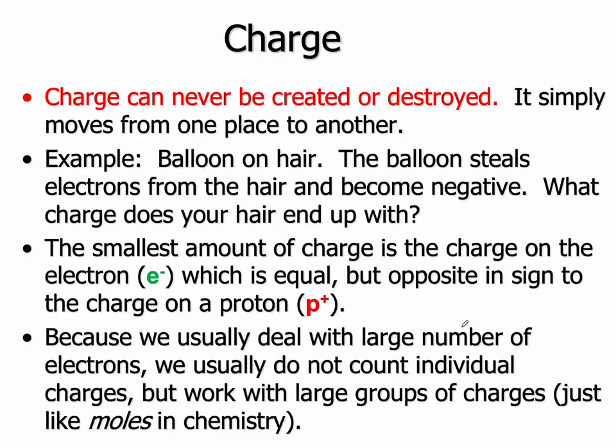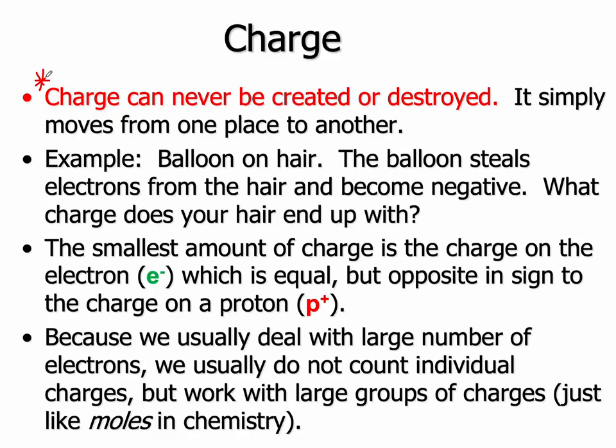A couple other quick reminders, probably the most important one: charge is never created or destroyed. It simply moves from one place to another. For example, if you rub a balloon on your hair, the balloon has a greater affinity for electrons than your hair does. And so it will steal electrons from your hair. The balloon becomes negative because it gains electrons. What charge does your hair end up with? It ends up being positively charged because it lost negative charge.